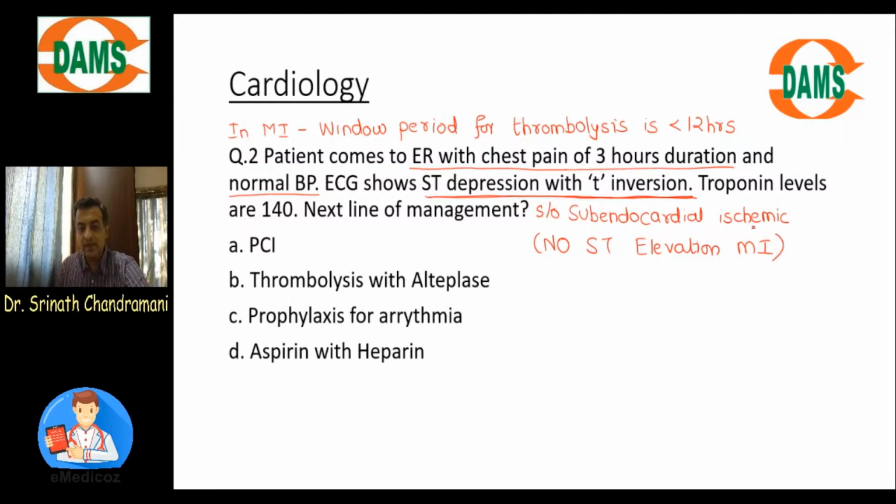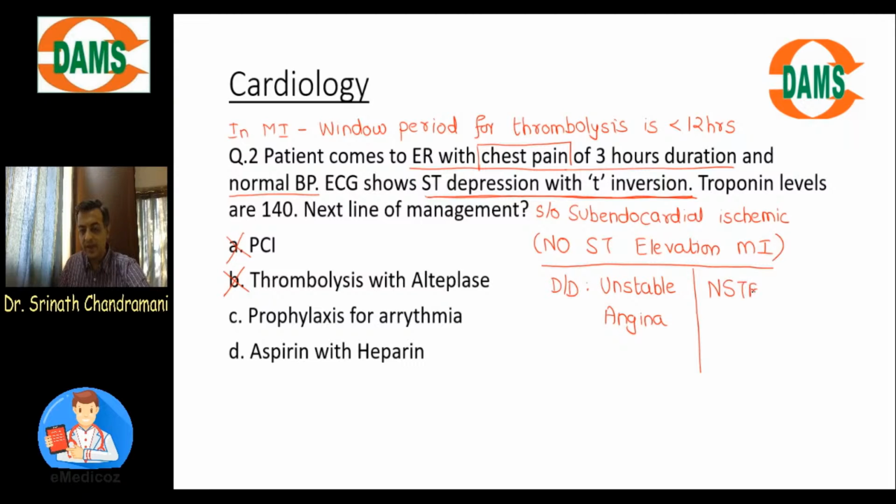If ST elevation MI is not present, then there is no indication for PCI. There is no indication for thrombolytic therapy also. No indication for PCI, no indication for thrombolysis. So when there is no ST elevation and the patient has chest pain, the probable differential diagnosis is that the patient is either having unstable angina or NSTEMI.